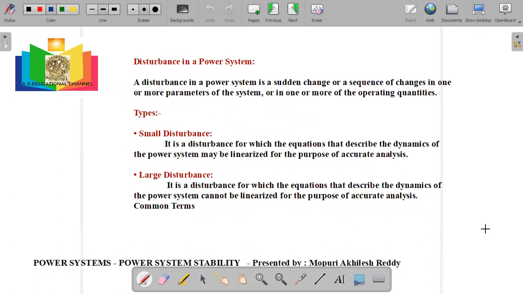Then, what is a disturbance in power system? A disturbance is a sudden change or sequence of changes in one or more parameters of the system or in one or more operating quantities.